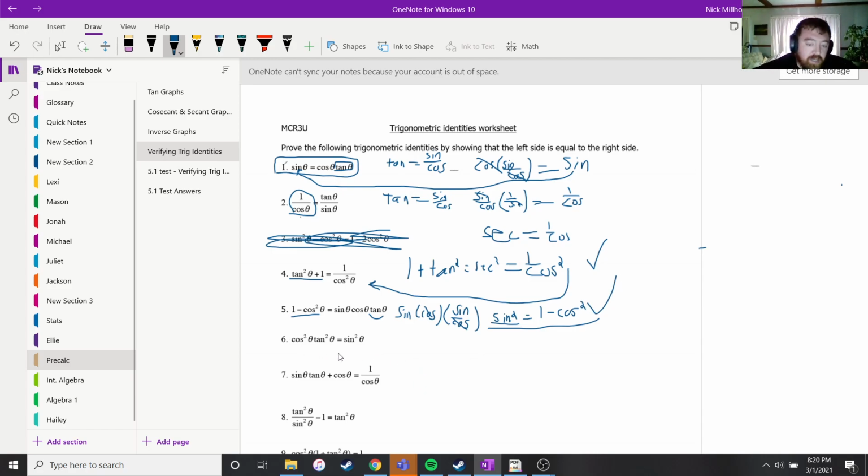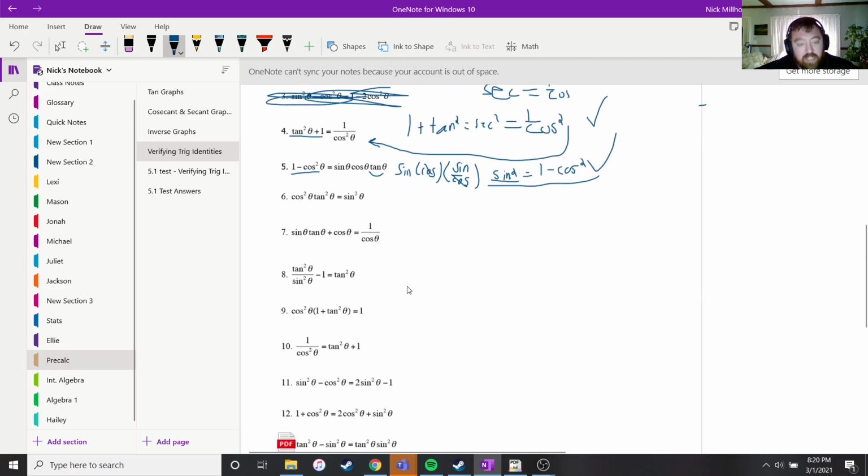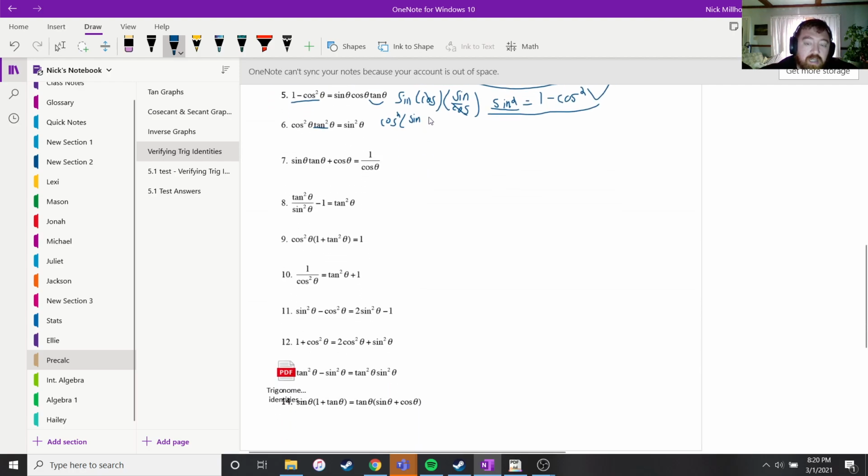Now we have cosine squared times tan squared is equal to sine squared. Another one that goes back to what is tan. So we got cosine squared times sine squared over cosine squared. You cross those out and we're just left with sine squared.